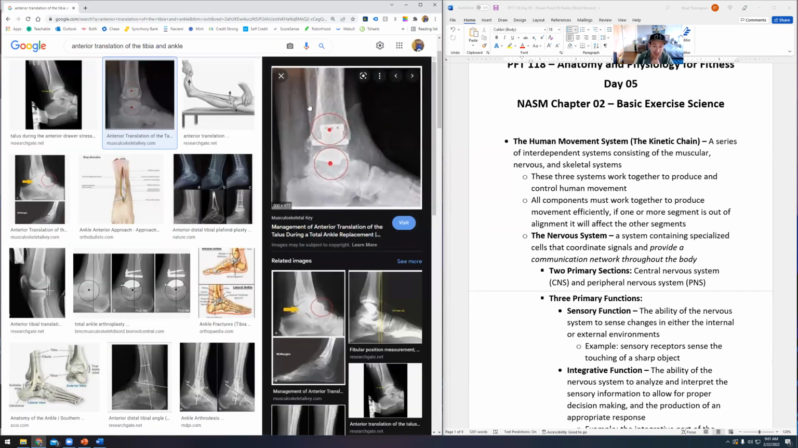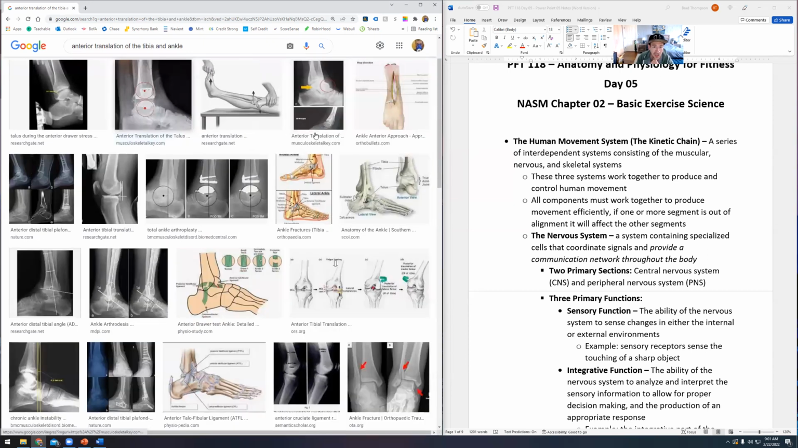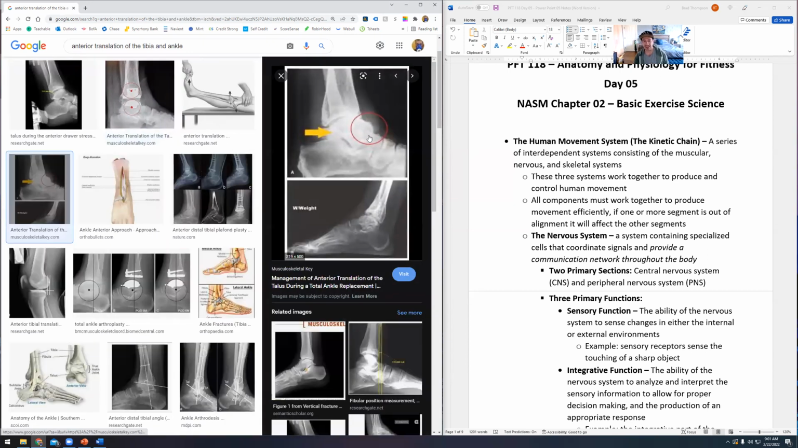Every now and then you'll just see a little bit of anterior translation. So what'll happen is this bone right here, that's your tibia, your shin bone as it comes down. Through habits and overactive muscles here and there, it'll just get pulled a little bit forward, barely. And then this bone right here is called your talus.